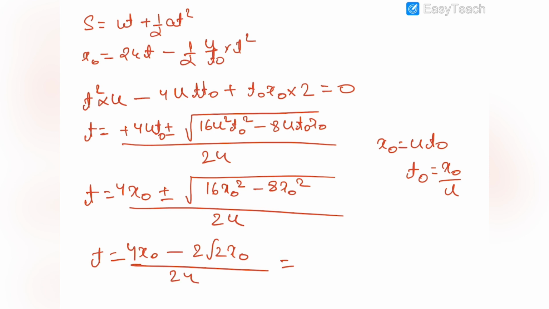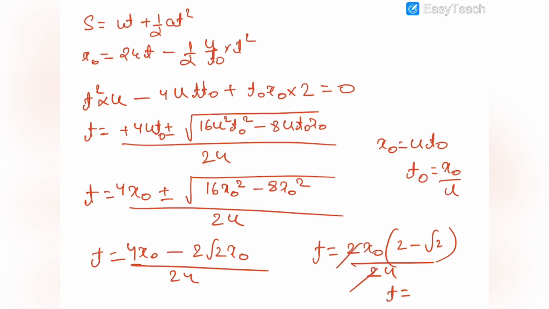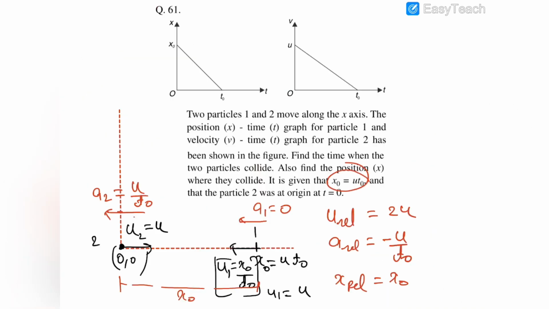So you can see that this time t will be equal to 2 x naught is common, 2 minus root 2 divided by 2u. Cancelling this, so t will be equal to t naught into 2 minus root 2. So this would be the time at which they will collide, and we have to find out the position also where they will collide. So we can see that the velocity of this one is constant.